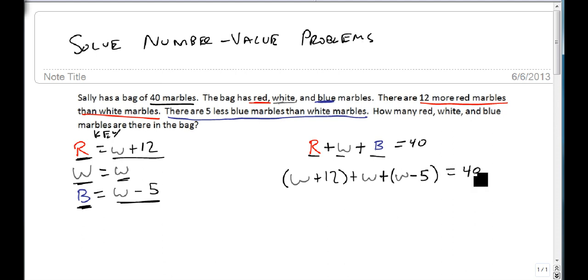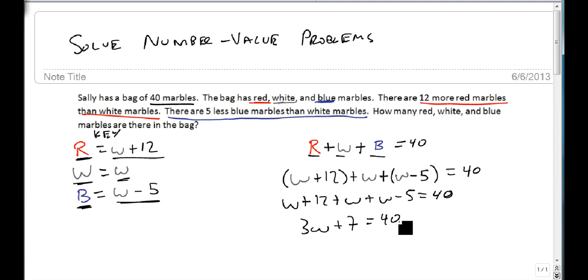Now this should look familiar. This is an equation with one variable. The only reason these parentheses are here is to show where the R went. It became W plus 12. The B became W minus 5. We don't need them, so we can drop them, and we can add these together. W plus W plus W is 3W, and 12 minus 5 is plus 7. So 3W plus 7 equals 40.